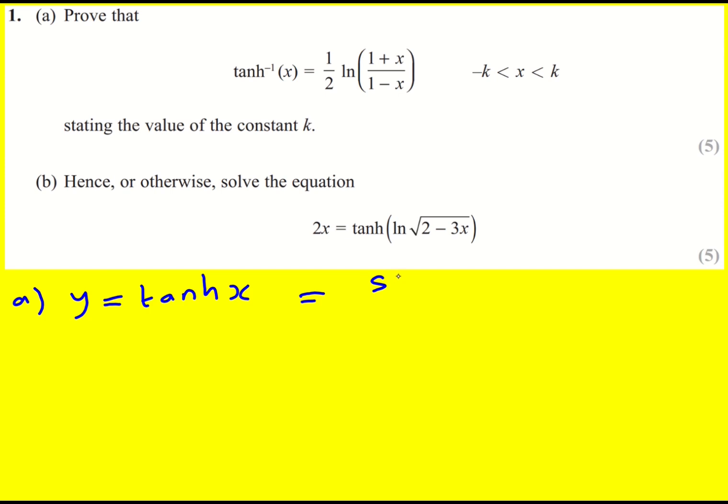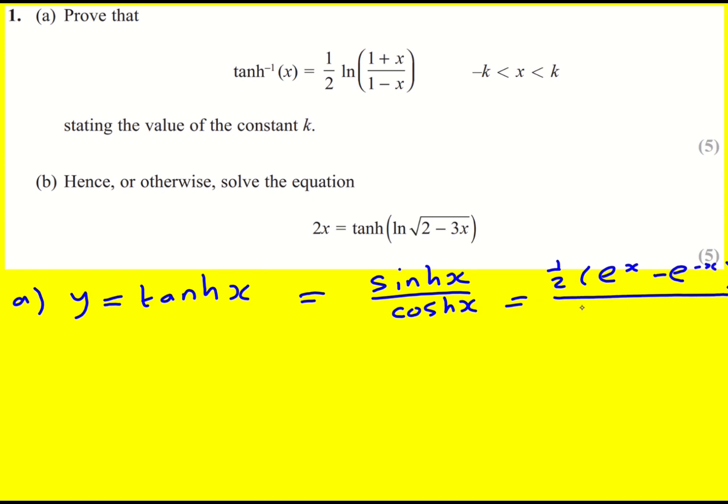Now, tan hyperbolic is sine hyperbolic x over cos hyperbolic x. And that then becomes a half e to the x minus e to the minus x over a half e to the x plus e to the minus x. We can cancel the halves out. You might just know that straight away, but anyway, this is what we get.